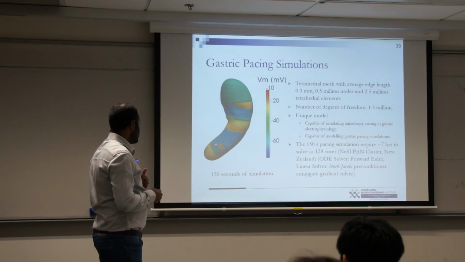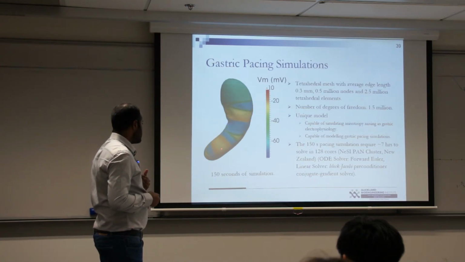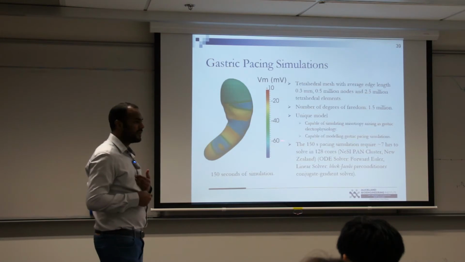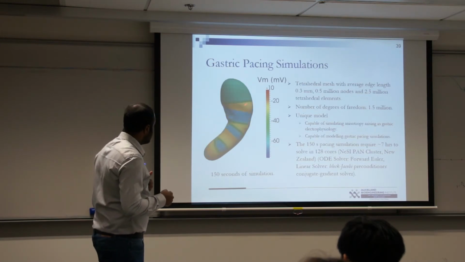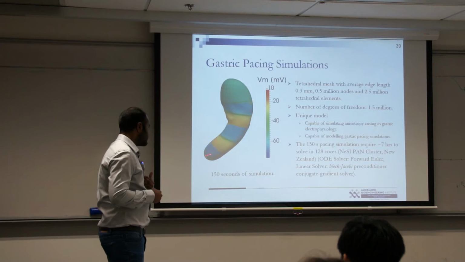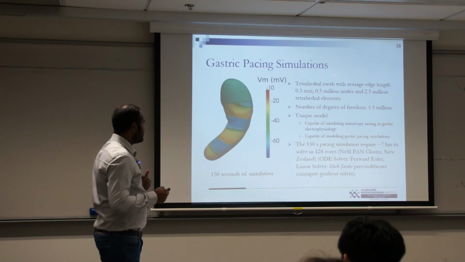So we initiate pacing over here. Normal activity starts at this region, the fundus. It forms a ring and then propagates slowly downwards. But then this pacing activity, as you can see, takes over the incoming electrical activity from the corpus region. So this is 150 seconds of simulation.